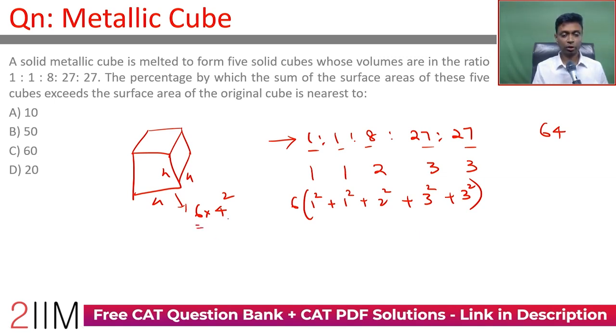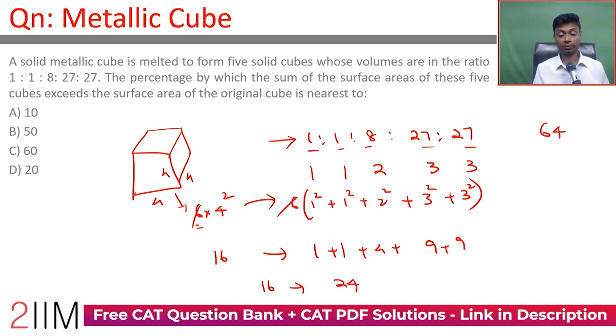So from 6 into 4 square, it goes to this. Think about percentage increase. So we just need to worry about the ratio. 4 square is 16, so we can forget about the 6. 1 plus 1 plus 4 plus 9 plus 9. This 9 plus 9 is 18. 18 plus 6 is 24. 16 to 24, it's an increase of 8, or from a base of 16, we are looking at 50%.